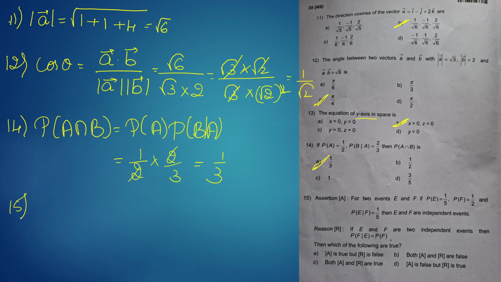Next, let us see the assertion and reason problem. Let us see the reason. This is actually the definition of independent events. That is, probability of F given E equal to probability of F. If we apply the same rule to the assertion, that is, probability of E given F will be equal to probability of E. Obviously, probability of E given F is 1 by 5 and probability of E is also 1 by 5. That means E and F are independent events. Therefore, both the assertion and the reason are true.